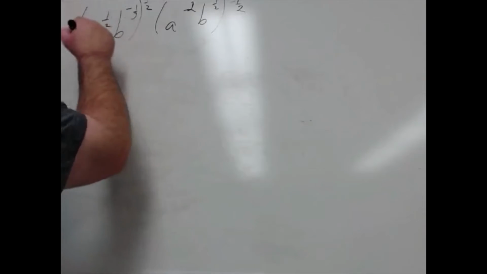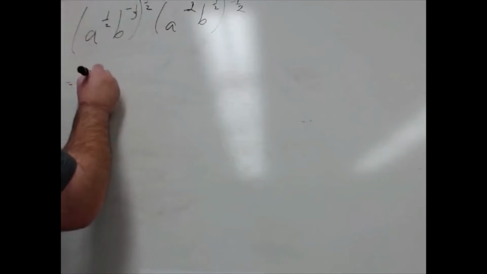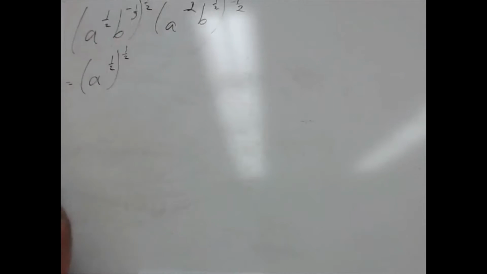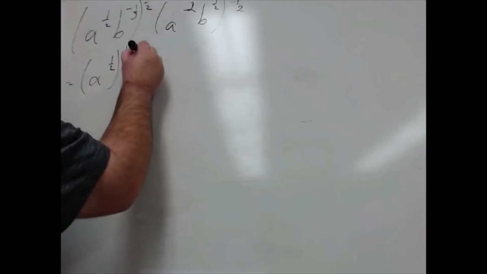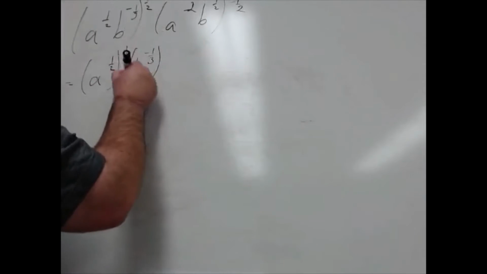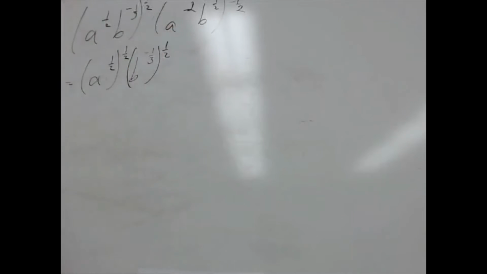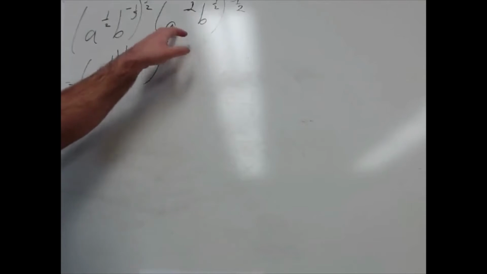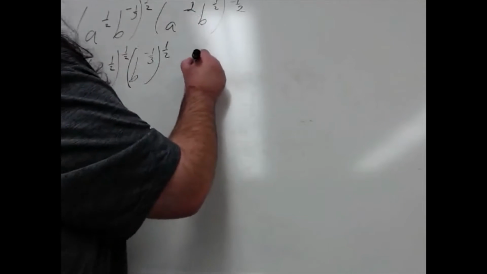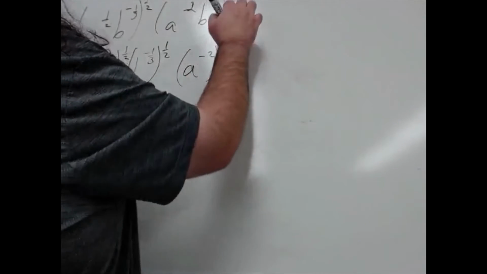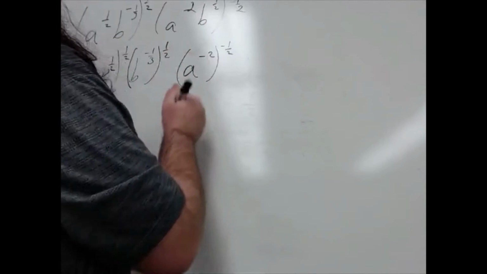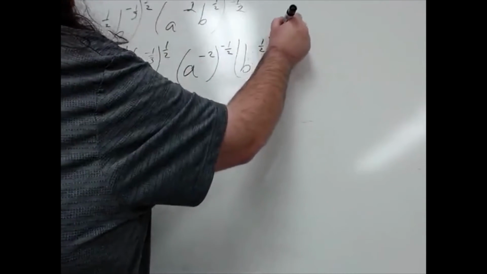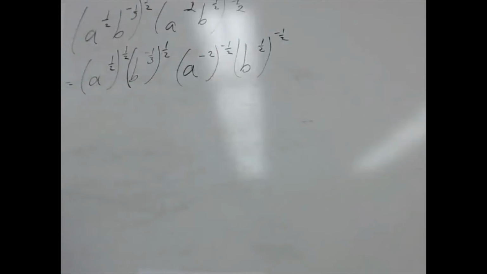So in this case, for this bracket here, the first term is a to the 1/2. It's got to receive this exponent. The next term is b to the negative 1/3. It's got to receive that exponent. Okay? Next set of brackets here, so a to the negative 2 has to get this exponent, negative 1/2, and then b to the 1/2 has to get that negative 1/2 exponent as well.